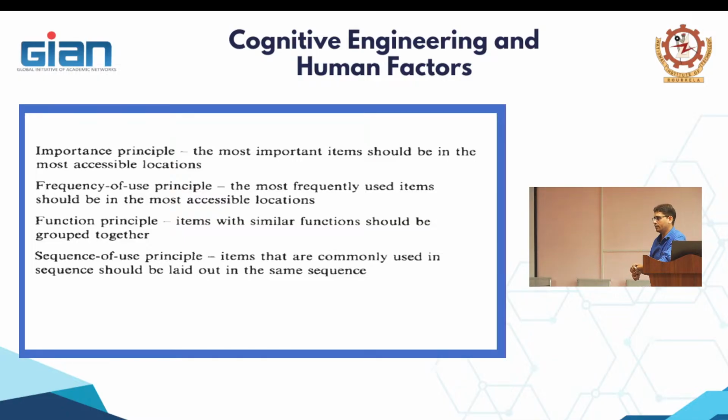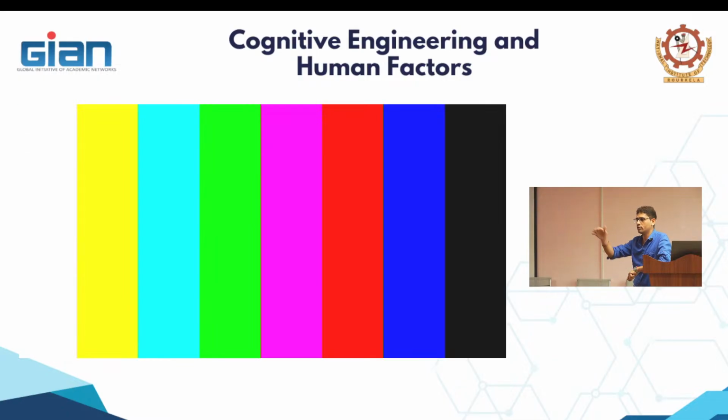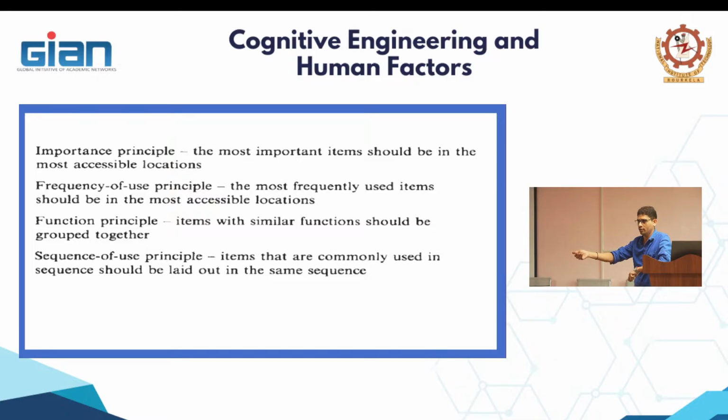Frequency of use principle. Frequency of use means the most frequently used item should be in the most accessible location. The thing you are going to use most frequently should be in the nearest zone, between the allowable zone and the preferred zone which I told you about. Here is the preferred zone, and that is the allowable maximum. Nearby you, you keep the frequently used items. In the other zone, the allowable zone, you keep items that are not frequently used.